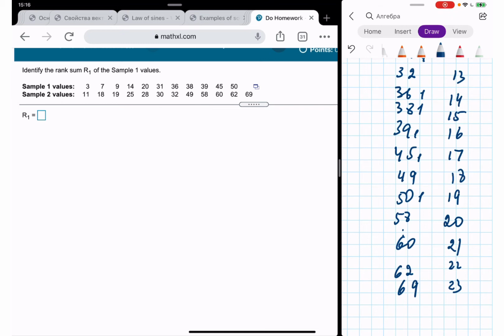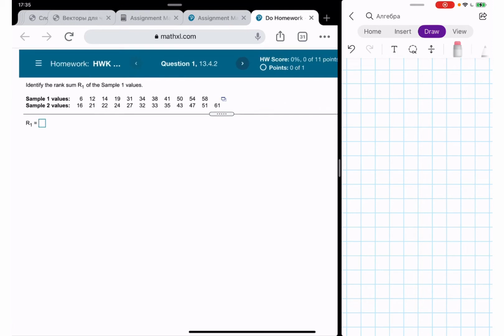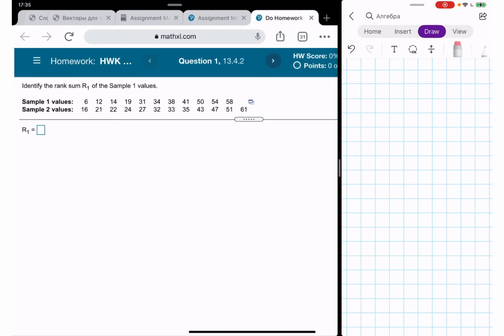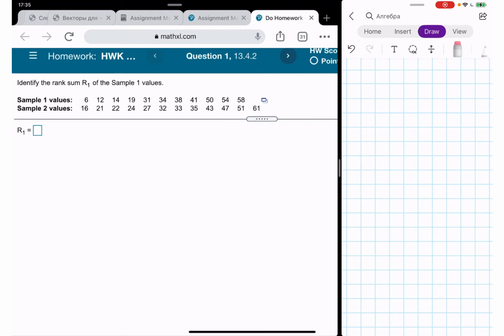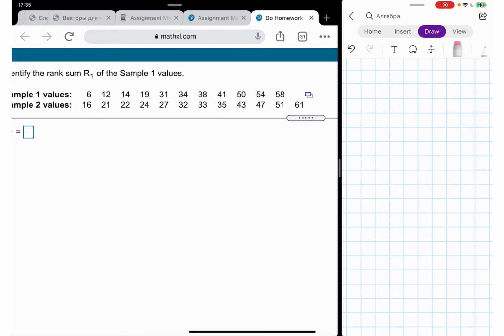We are good. Okay. Question number 1. We need to identify rank sum R1, which means for sample 1. We have 2 samples, right? So first of all, we need to line up both samples in one column and then assign ranks. Since my device doesn't allow me to upload in Excel, I'm going to do it by hand. You can upload in Excel and then arrange in order. That would be the best.